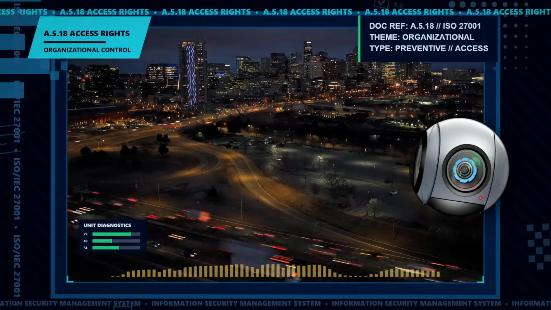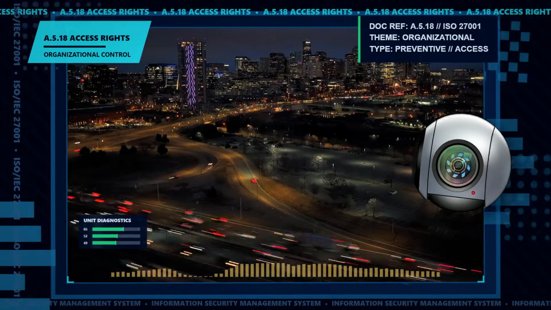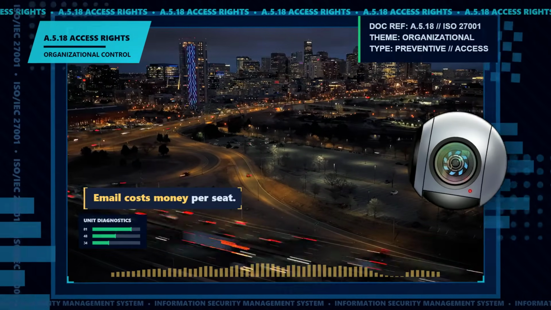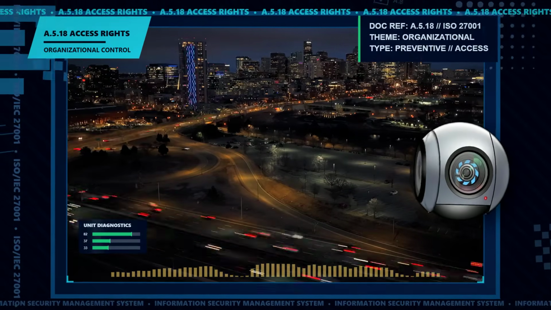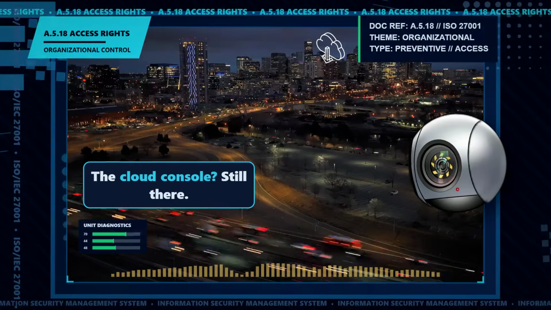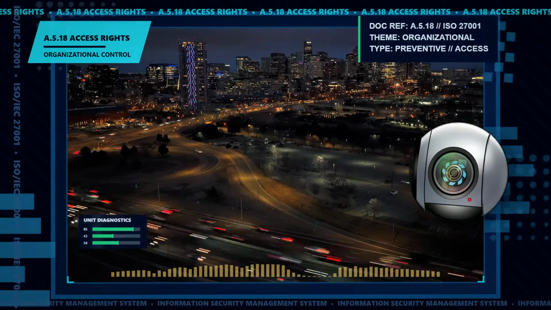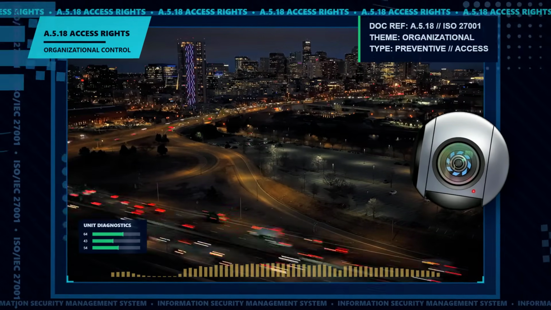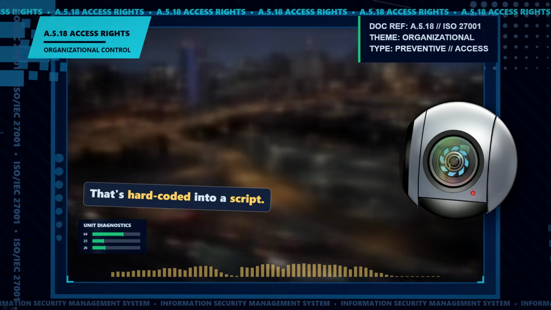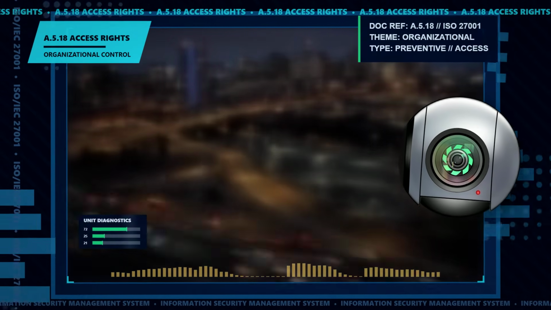If somebody leaves, their email gets switched off within about 90 seconds because email costs money per seat. Funny how that concentrates the mind, but the code repository seat, still there. The cloud console, still there. The application programming interface key they generated in 2023 that's hard-coded into a script. Immortal. It will outlive all of us.